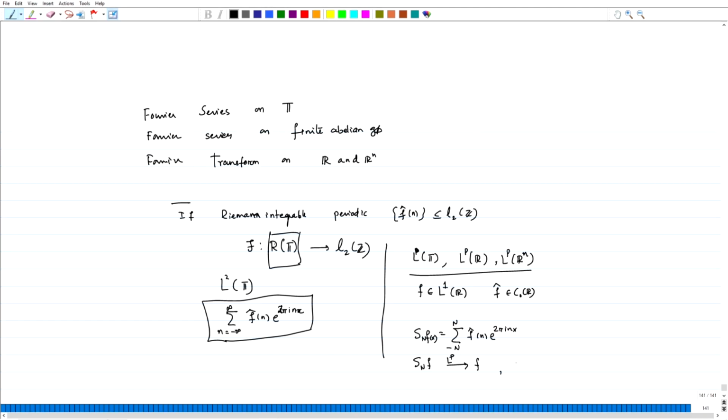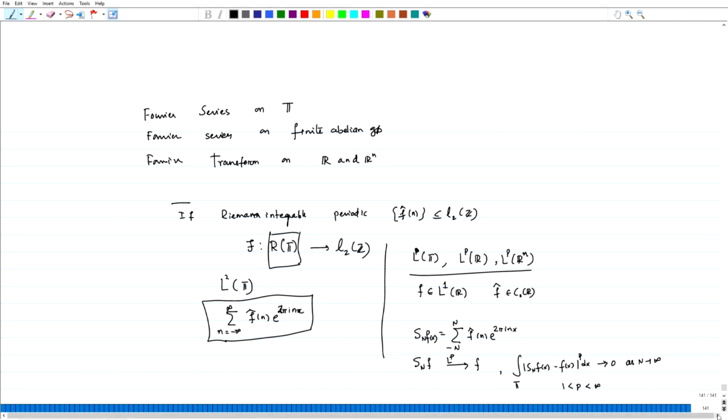That means, whether the integral of mod of S n f of x minus f of x to the power p dx goes to 0 as n goes to infinity. We have seen this for Riemann integrable functions for p equal to 2, and now for the general Lebesgue space one can ask this. In fact, the answer is going to be true if p is greater than 1.